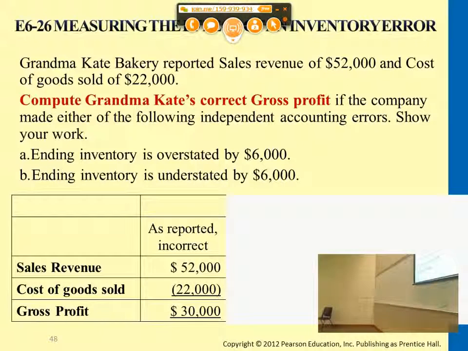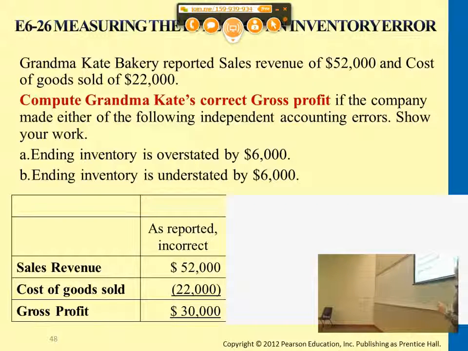Okay, let's do a quick exercise on this. So it tells you this bakery reported sales revenue $52,000, cost of goods sold $22,000, and they ask you to compute the correct dollar amount of gross profit here. So here you see two cases. A states that the ending inventory stated in this company's balance sheet is overstated by $6,000. Second case, ending inventory is understated by $6,000.